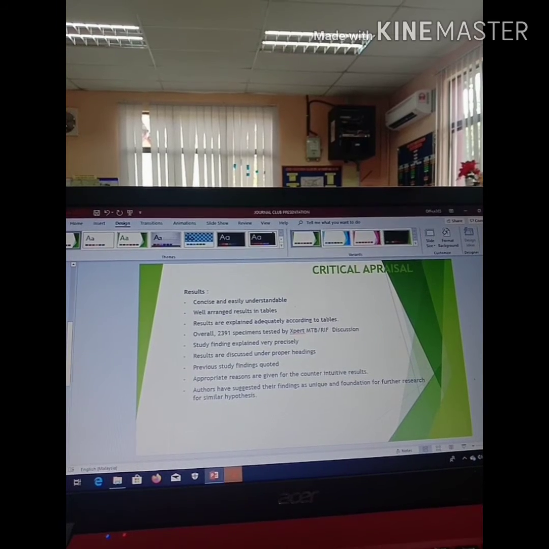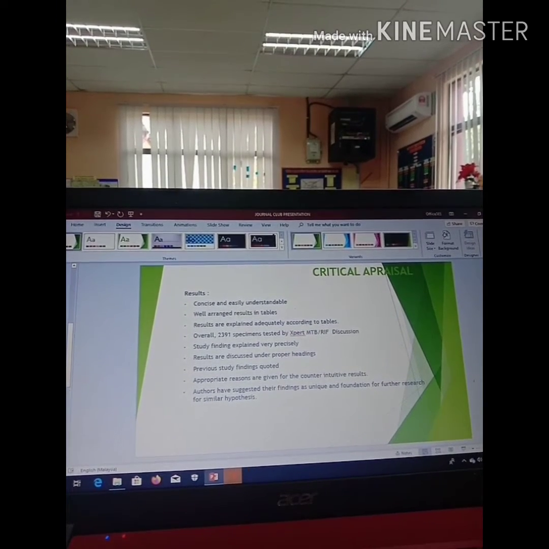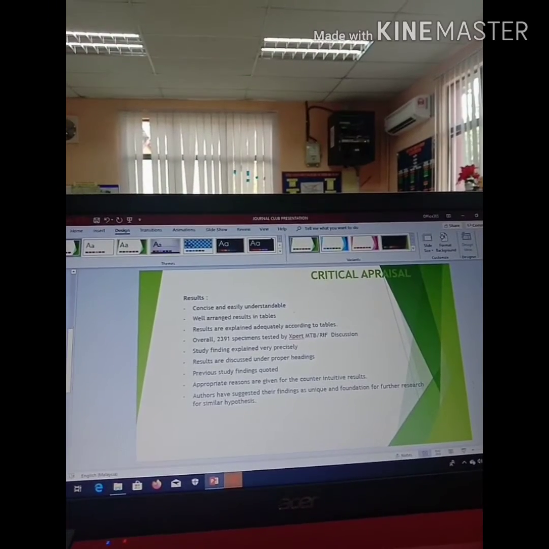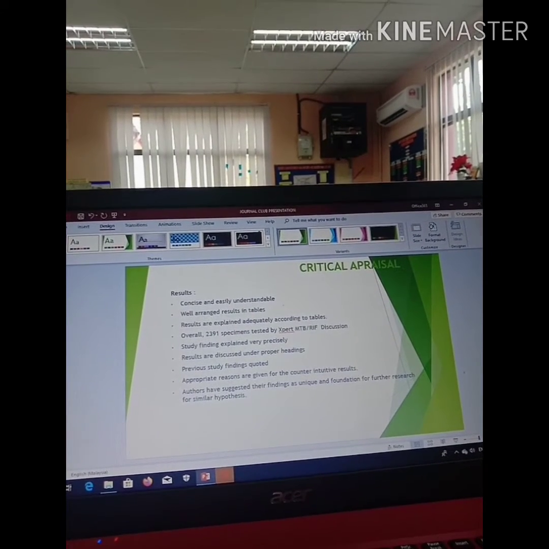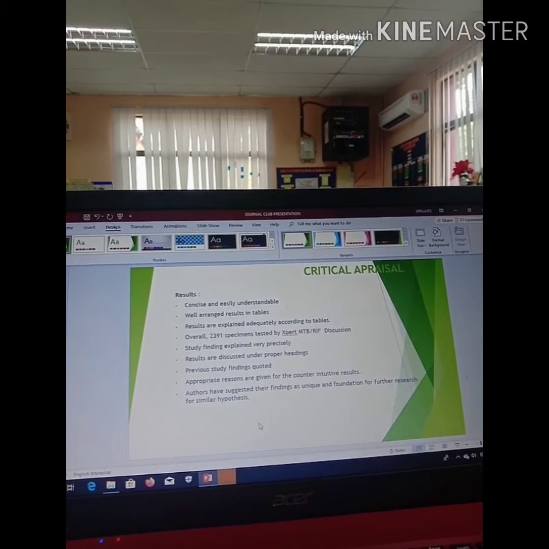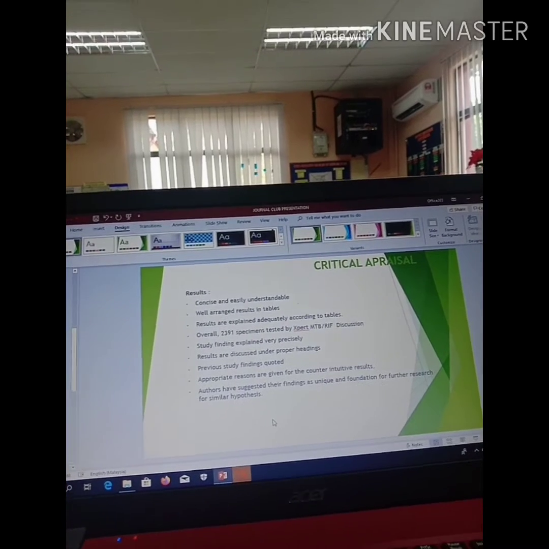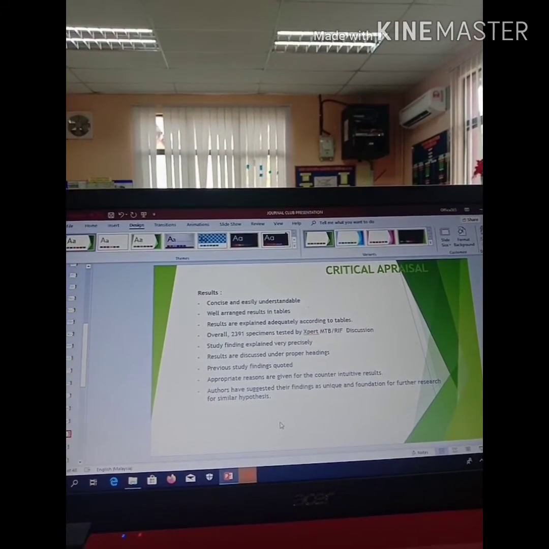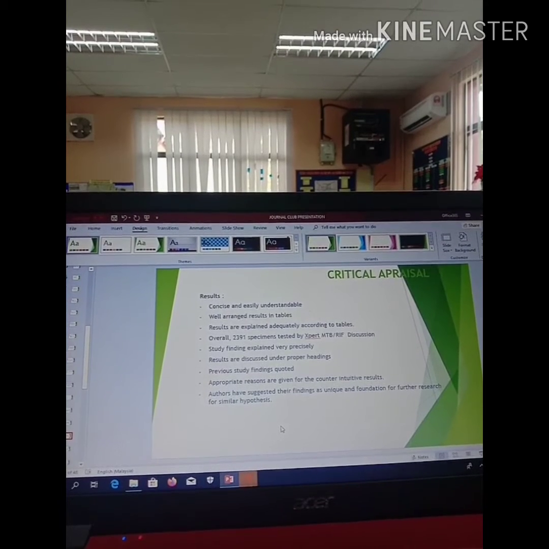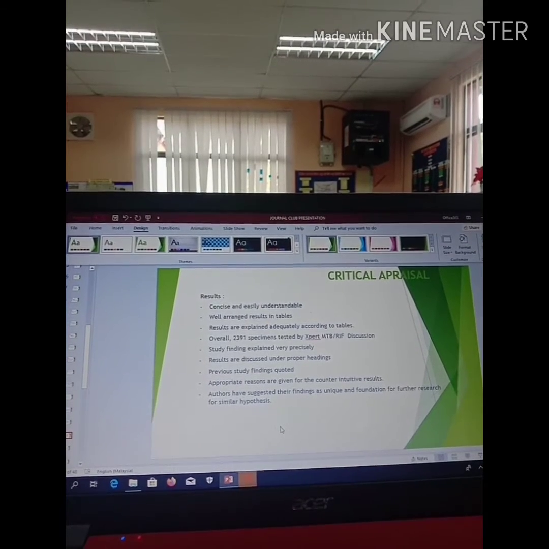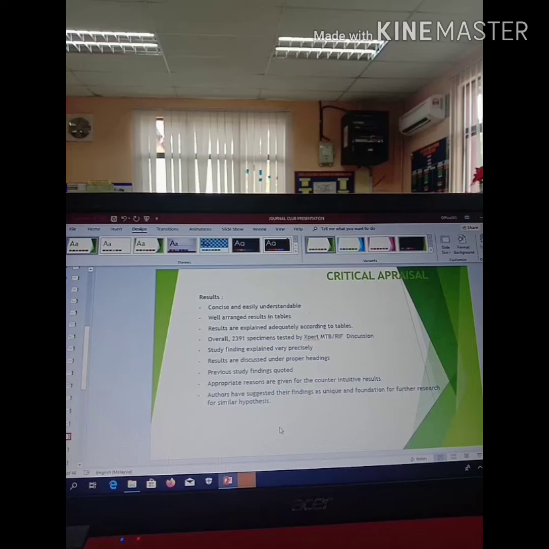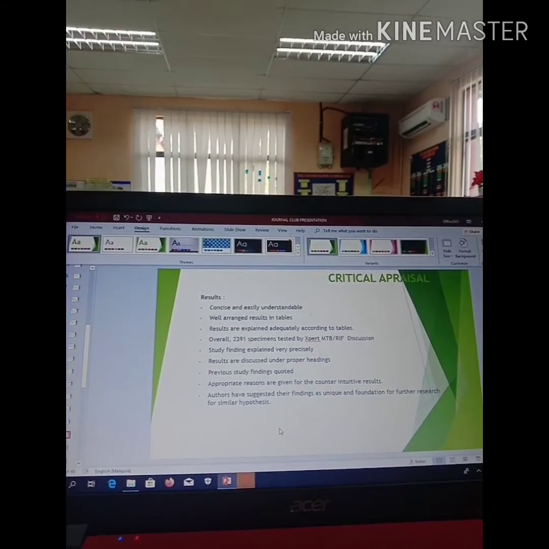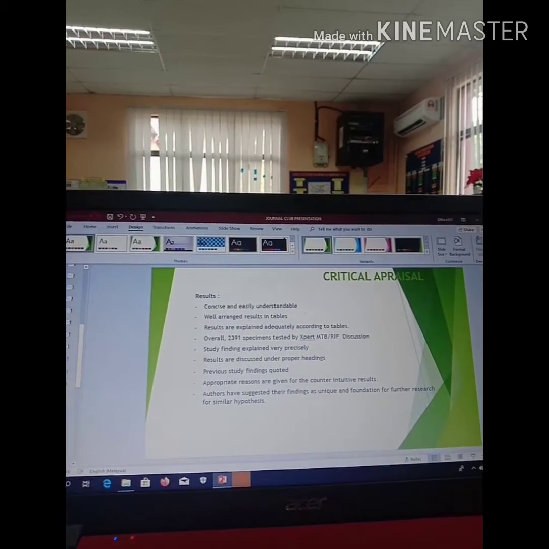Overall, 2,391 specimens were tested by Xpert MTB. Study findings explained very precisely. Results are discussed under proper headings. Previous study findings quoted. Appropriate reasons are given for the counterintuitive result. And the authors have suggested their finding as unique and a foundation for further research for similar hypotheses.